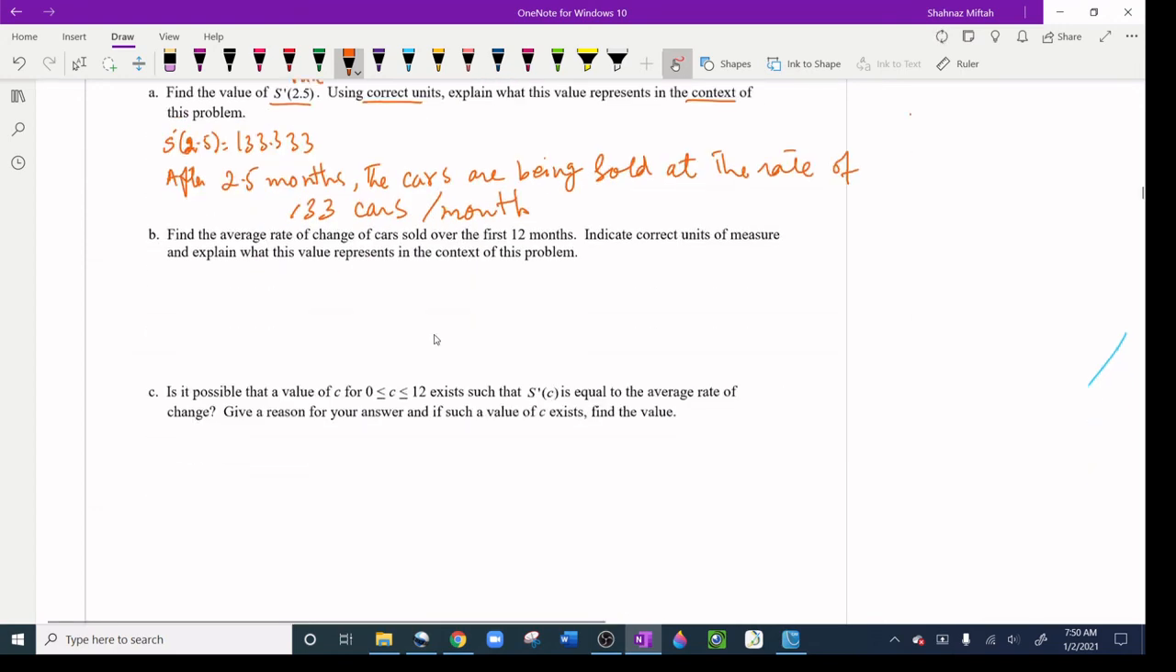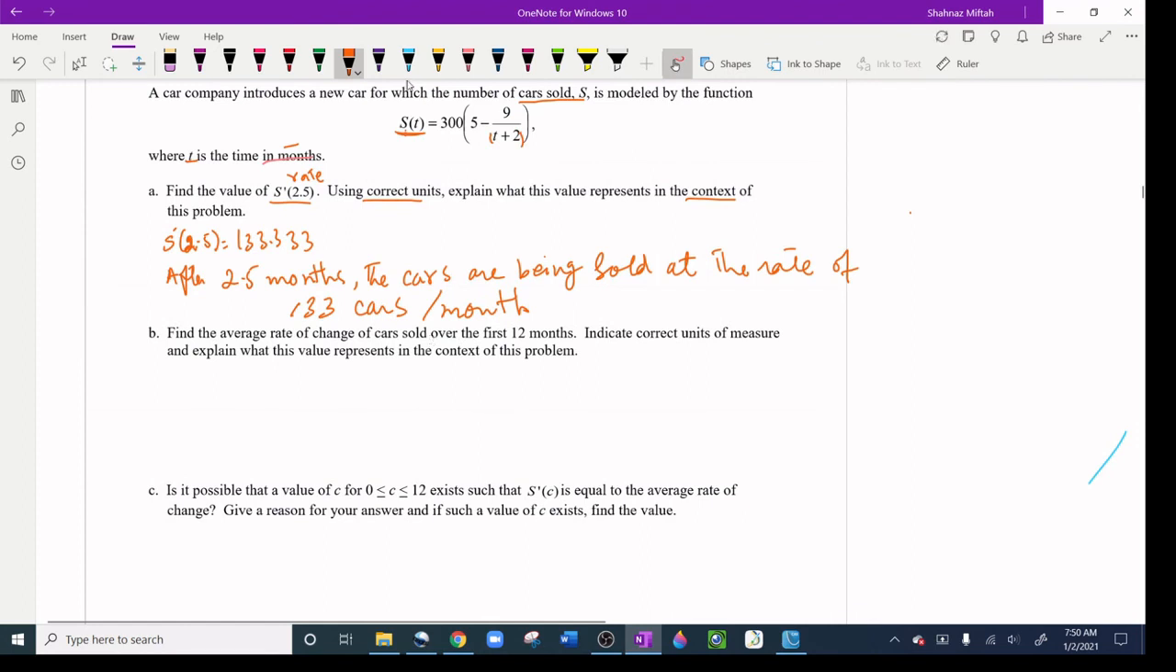Part B, find the average rate of change of cars sold. What does average rate of change mean? Average rate of change means a secant slope, over the first 12 months. First means starting from 0 to 12. So make sure you know that when it says first some number of months, it's supposed to start at 0. Indicate correct units, and again, explain what this value represents in the context of the problem.